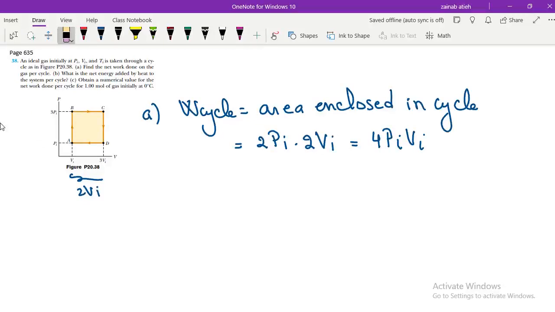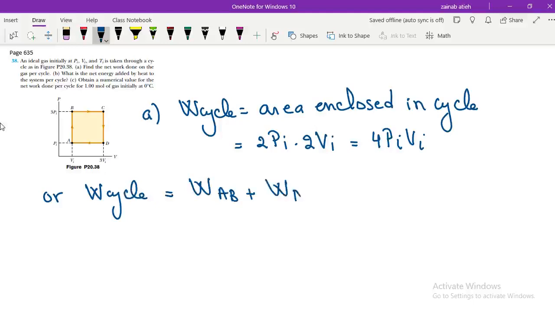You can also calculate the work done by the cycle as work AB plus BC plus CD plus DA. AB and CD are isochoric, so they have no work. BC is P delta V, so it is 3 Pi delta V. You can do it this way. I will do it for you, so you can see that they give the same answer. Because all the lines can be easily calculated, I can do it like this: work AB plus work BC plus work CD plus work DA.